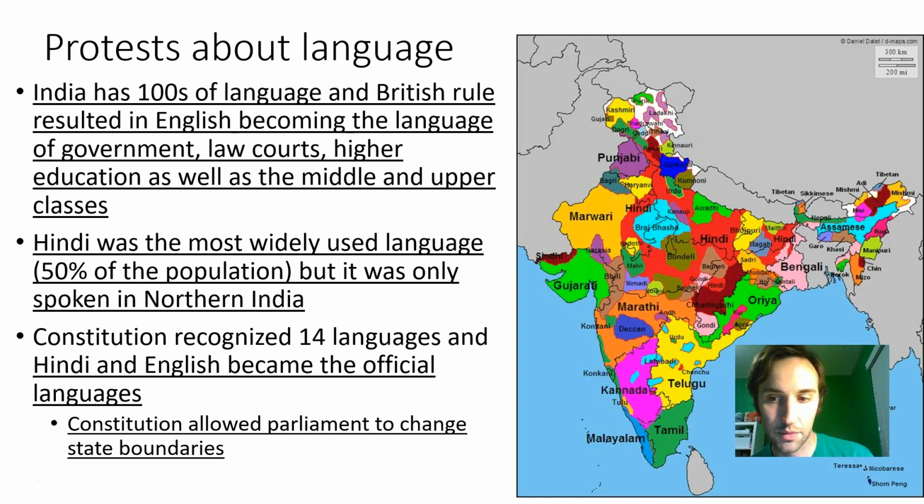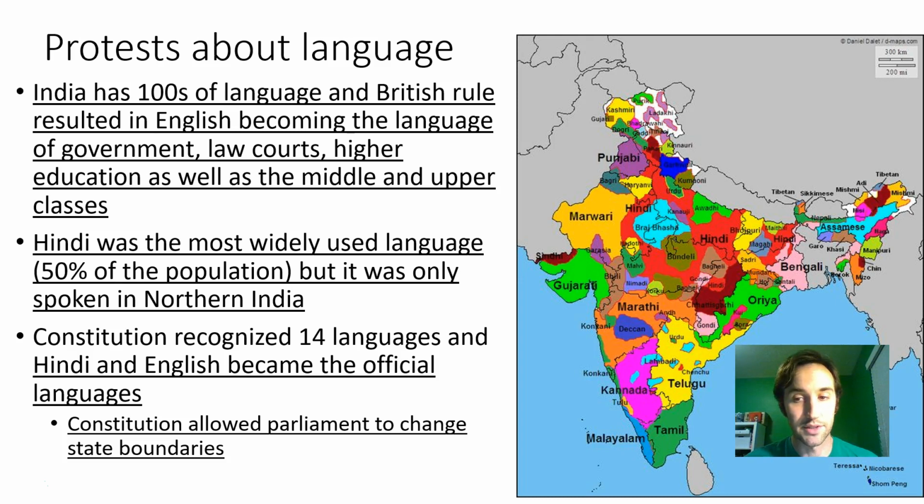However, Hindi is the most popular language. 50% of the population speaks Hindi, and you can see that red area in the northern region of India, but it's only spoken in the northern region. And so while a lot of the people are speaking it, it's only in that region. The Constitution recognizes 14 languages, and Hindi and English will become the official languages.